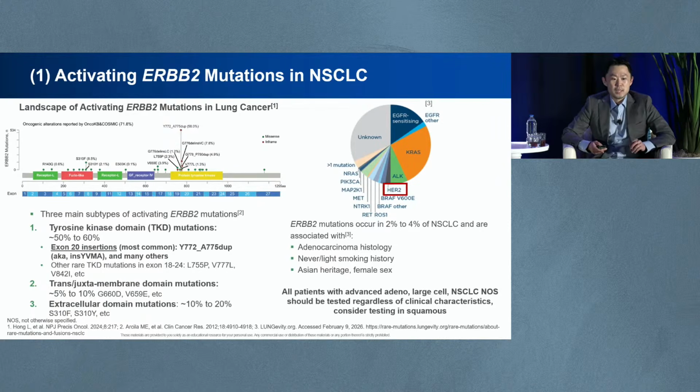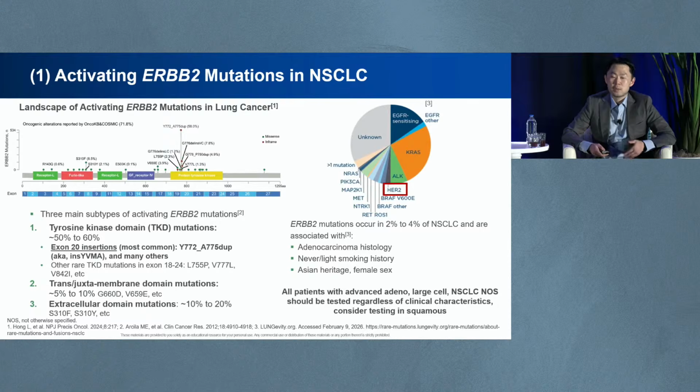The first one is the TKD mutations, and this is the vast majority, up to 60% of mutations. The most common and the most important one to remember are the exon 20 insertions, most commonly the YVMA insertion variant, but there are also a lot of other exon 20 insertions that occur at a lower frequency but are important for diagnostics. And then we also have transmembrane or juxtamembrane domain mutations as well as extracellular domain mutations that occur at a smaller frequency.